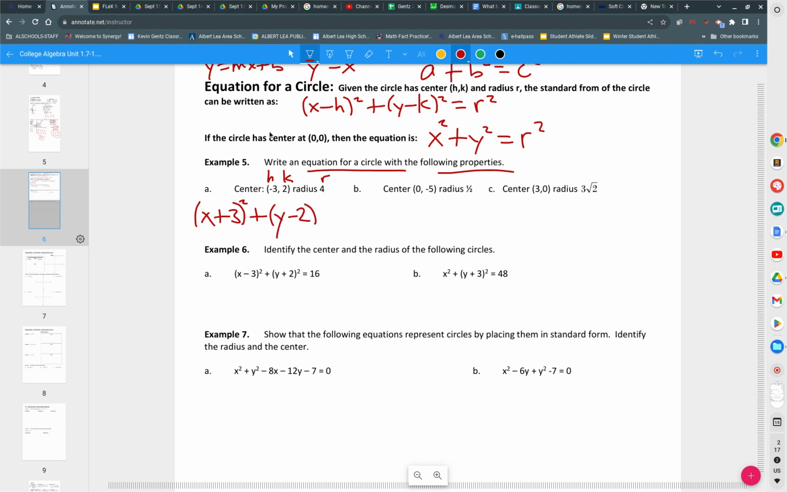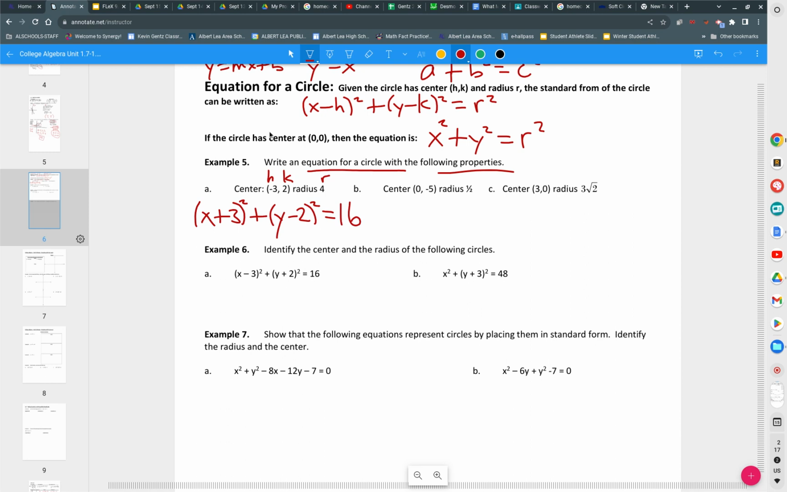Y minus 2. And then do I write 4 or do I write 16? 16, I write the radius value squared. So notice as you look at this equation, this is an equation for a circle. It has the center at -3, +2, so it's opposite of what you think. And then this number on the end here indicates the radius. We take the square root of it to determine the radius.